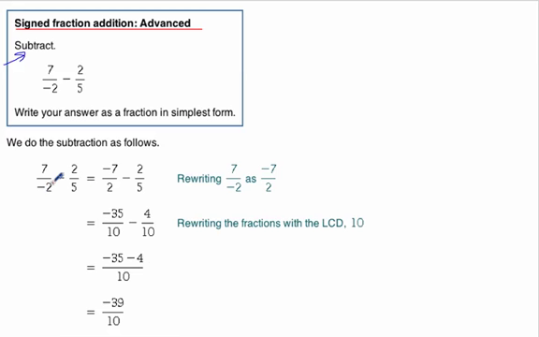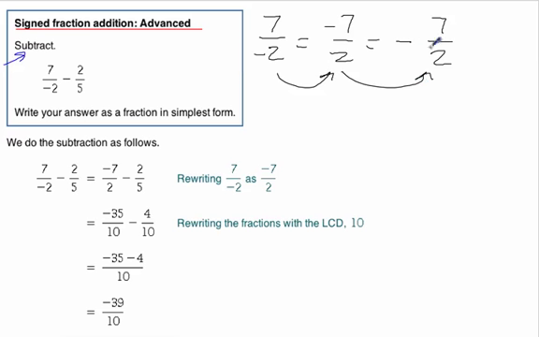Okay, so the first thing it says is that we can rewrite 7 over negative 2 as negative 7 over 2. You know, that's just something to understand, that if we have 7 over negative 2, that's the same thing as negative 7 over 2, which is the same thing as sometimes you'll see it written as a negative out front of the fraction. Those are all the same thing. They're perfectly equal. It's no problem. You can write it any way that you want.